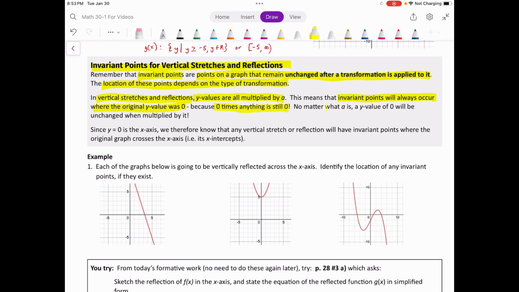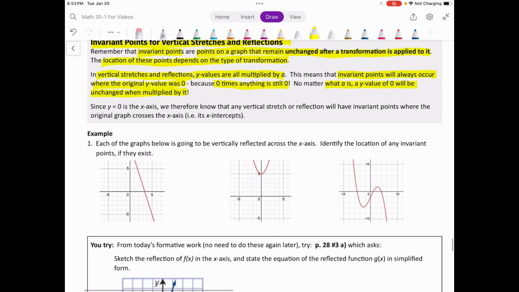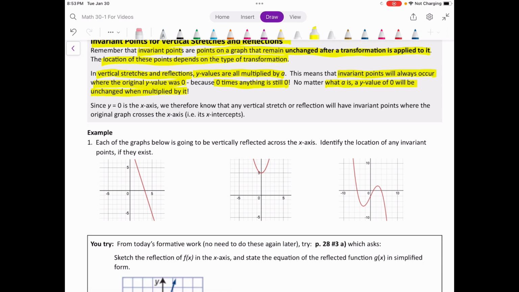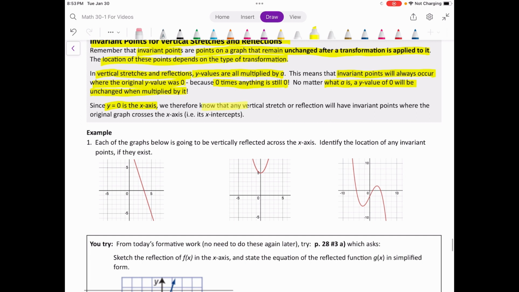So no matter what a is, a y value of 0 will be unchanged when we multiply by that a, which is all we do in a vertical stretch or reflection: multiply the y values by a. So since y equals 0 is the x-axis, we therefore know that any vertical stretch or reflection is just going to have invariant points where the original graph crosses the x-axis, right? In other words, its x-intercepts.